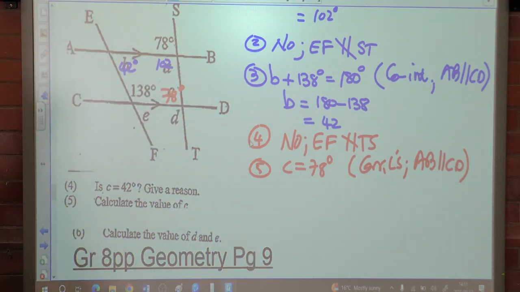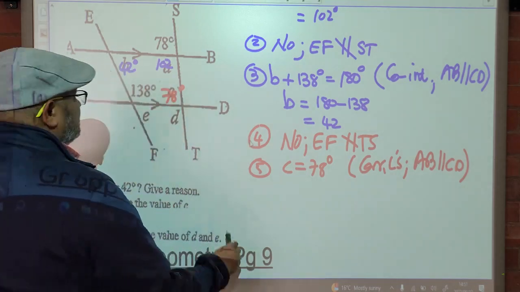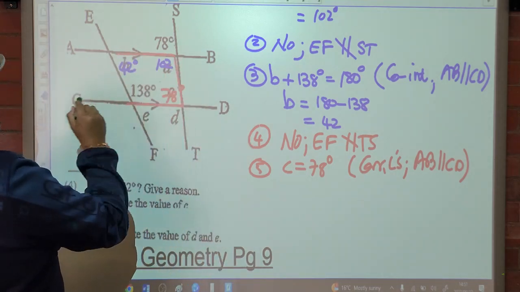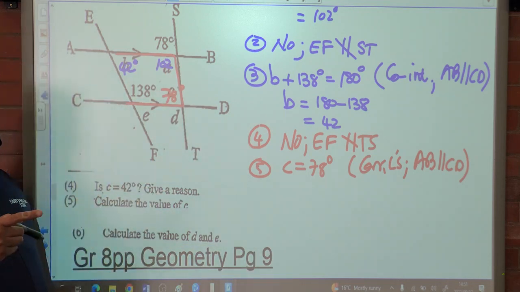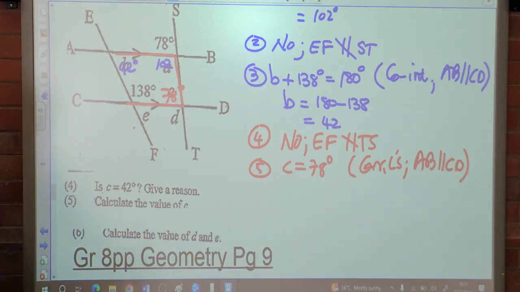Yes? Could you have said it was co-interior? Co-interior, absolutely. You say 102 plus angle C is 180. Co-interior angles with AB being parallel to CD, and C would have been 78 as well. Absolutely. Nice. Okay. Anybody else?